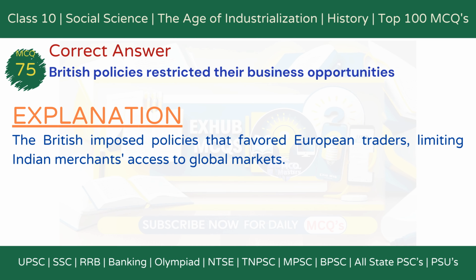The correct answer is option B. British policies restricted their business opportunities. Explanation. The British imposed policies that favored European traders, limiting Indian merchants' access to global markets.